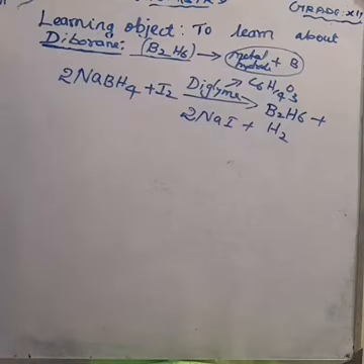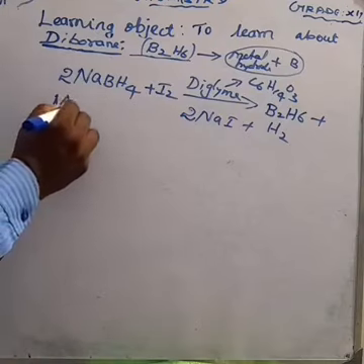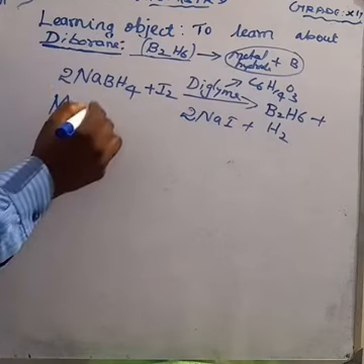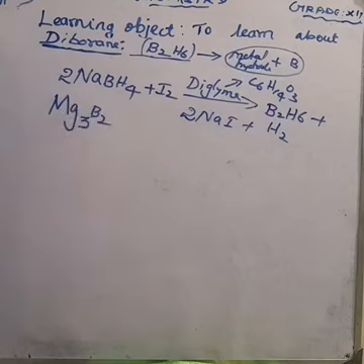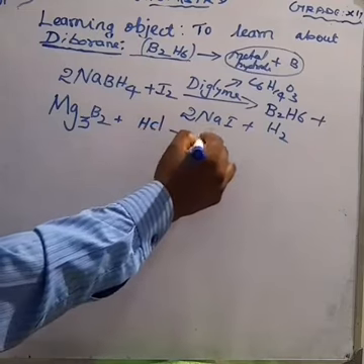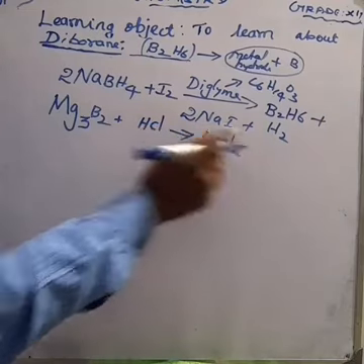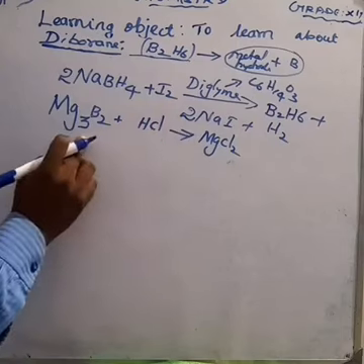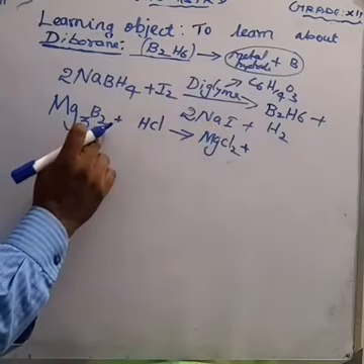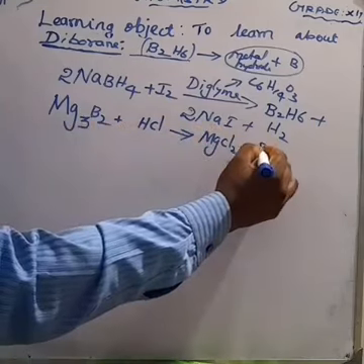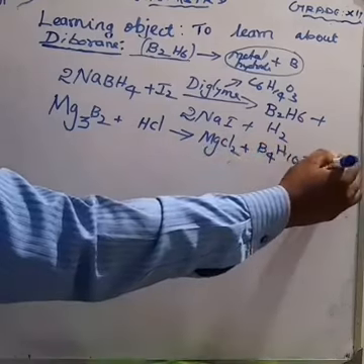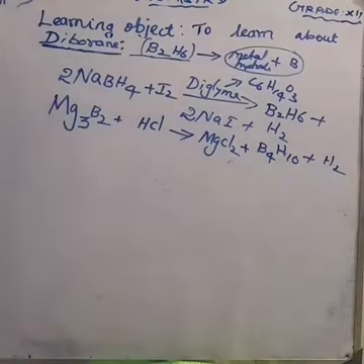Next, magnesium boride reacts with hydrochloric acid. What is the formula of magnesium boride? Mg3B2. On reacting with HCl, we get magnesium chloride, MgCl2, as the magnesium combines with chlorine. Boron combines with hydrogen, and we get B4H10. Hydrogen gas is also available, right? We get hydrogen.